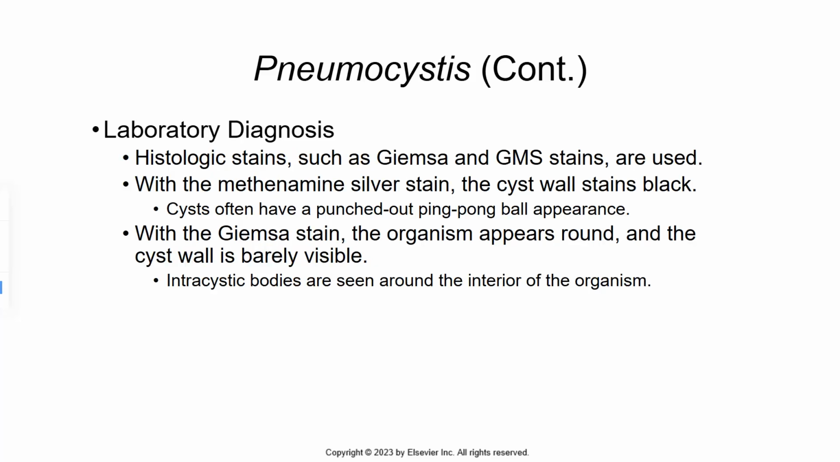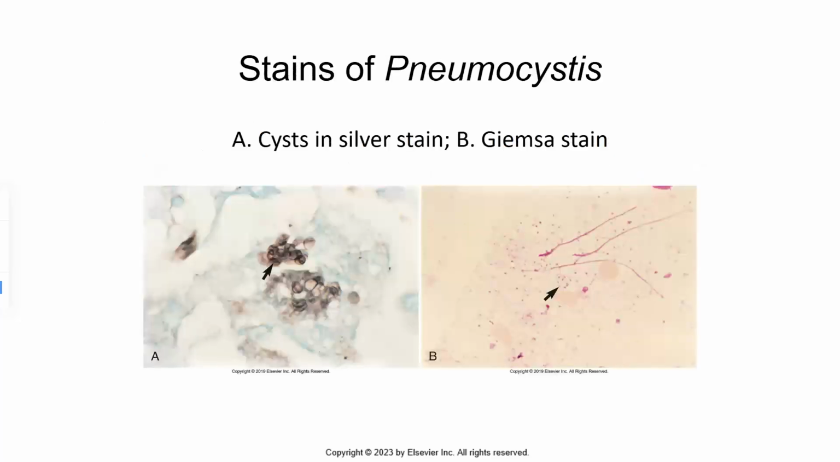For histological stains, GMS and Giemsa stains are used. With methenamine silver stain, the cyst wall stains black. Cysts often have a punched out ping pong ball appearance. With the Giemsa stain, the organism appears round and the cyst wall is barely visible. And here you can see what they look like microscopically.